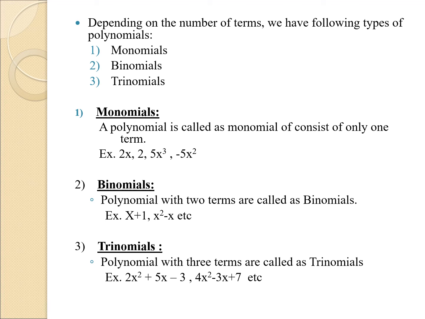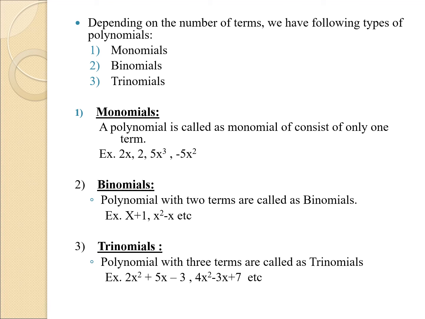5x cube is also a monomial, there is a single term. Minus 5x square is also a single term, so it is also called a monomial. Similarly, the second type, binomials. If a monomial is a polynomial consisting of only one term, then what will binomials be? It will be a polynomial with 2 terms. The examples are given here. x plus 1, this is the first term and this is the second term. Since there are 2 terms, it is called a binomial. Similarly, x square minus x is also a polynomial with 2 terms. That is why it is called a binomial.